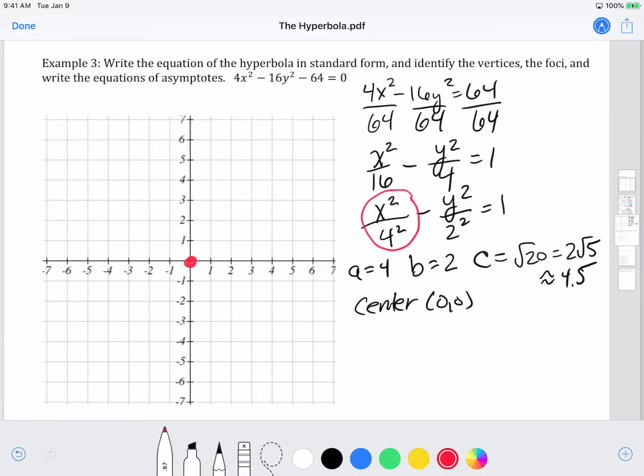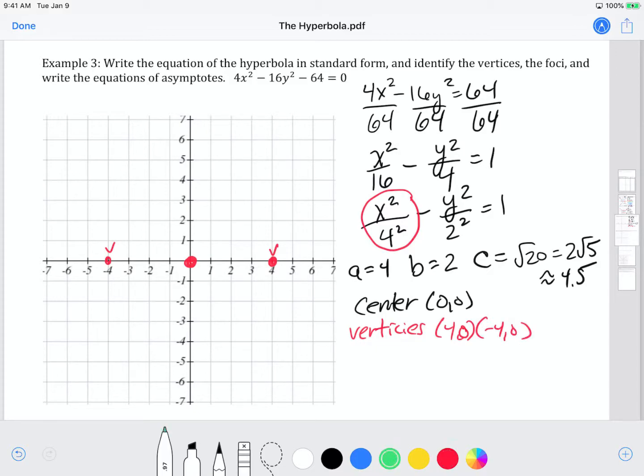Since my transverse axis runs horizontally, when I draw my vertices, I'm going to come out horizontally either side a distance of A from my center. So I'm going to come out 4 this way for one vertex and 4 this way for the other vertex. So my vertices are going to be 4, 0 and negative 4, 0.